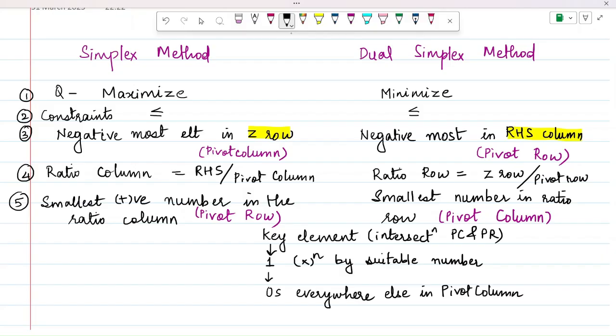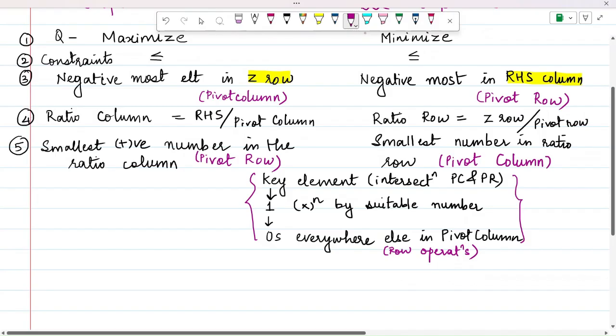Okay, you use suitable row operations. We'll learn this in detail with the help of examples, of course, but these steps are common to both. Not at all different for any of them, neither for simplex nor the dual simplex method. One more thing which you need to understand in the dual simplex method is that this method will fail.